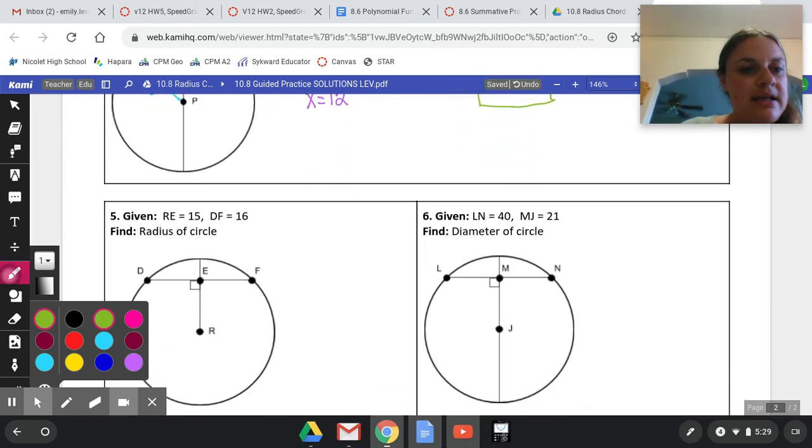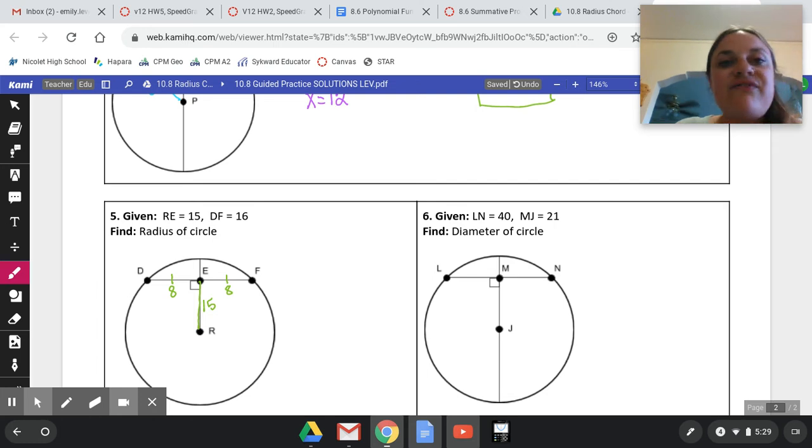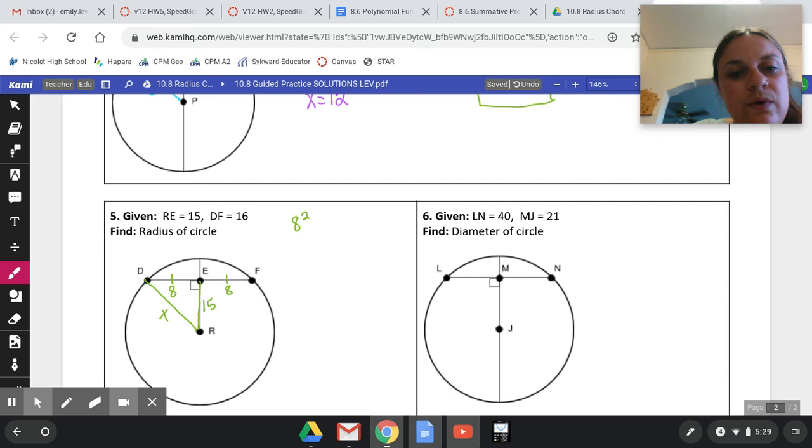Very nice. Next, given RE is equal to 15, so that's this portion right here, 15. DF is equal to 16. Once again, I'm just going to cut that in half because I know these two parts are congruent, right? So I'm going to say DE is 8, and I know that EF is also 8. I need to find the radius of the circle, so I'm going to go ahead and draw that in. Now I'm looking for this, X. Okay, so now I'm going to do 8 squared plus 15 squared equals X squared.